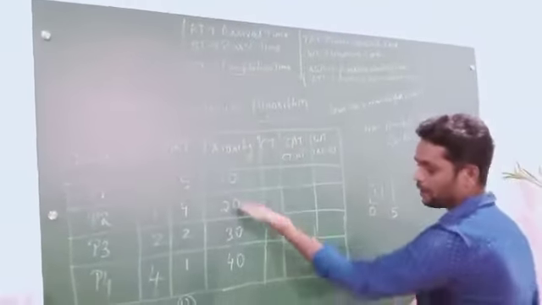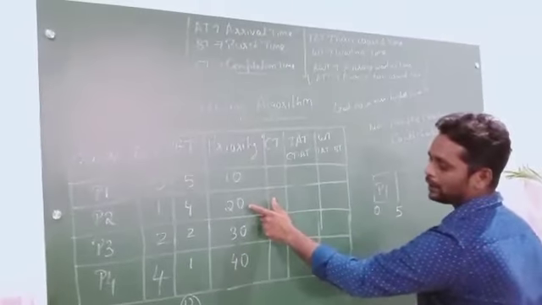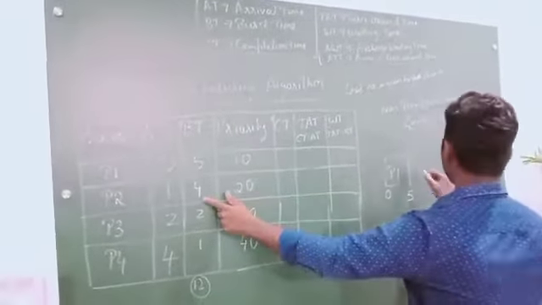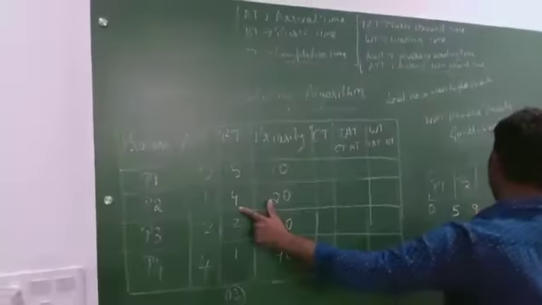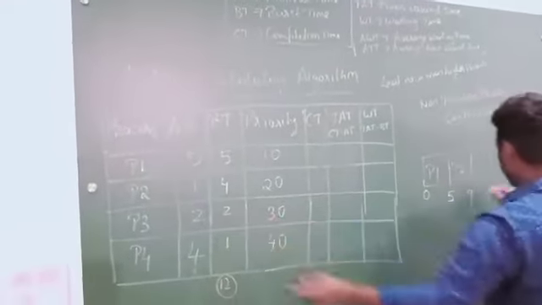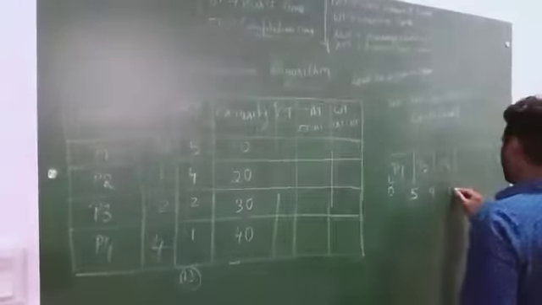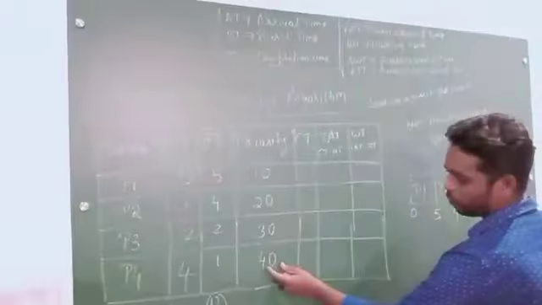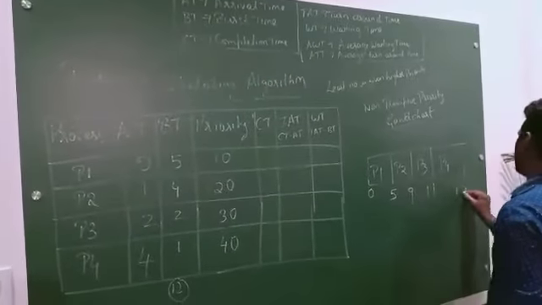Next, I need to check which has more priority in this table. Obviously P2, it is having 20. Next priority is 20, less number. How many seconds does it need? 4 seconds. So 5 plus 4 is 9. Next is P3, time is 2 seconds, so 9 plus 2 is 11. Next it is 40, that is P4. It needs 1 second, that is your 12.